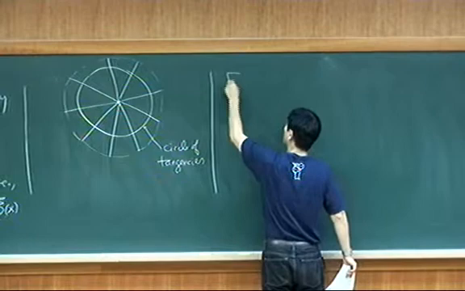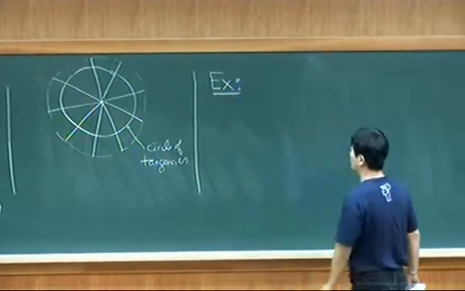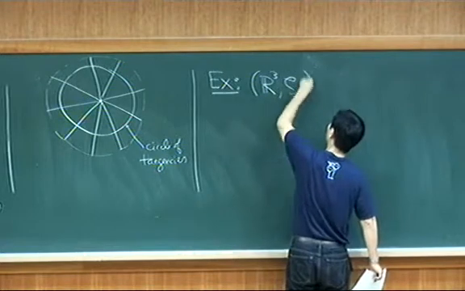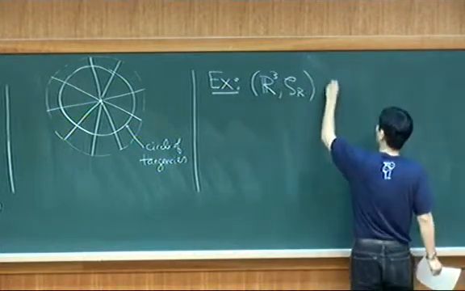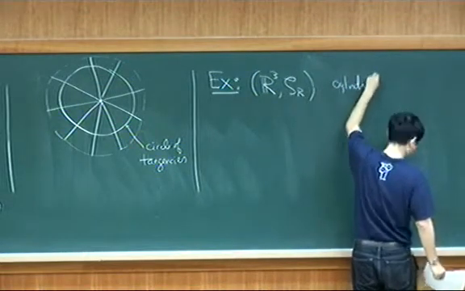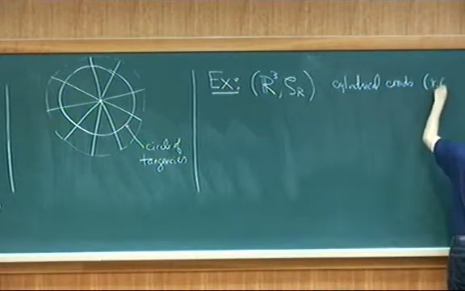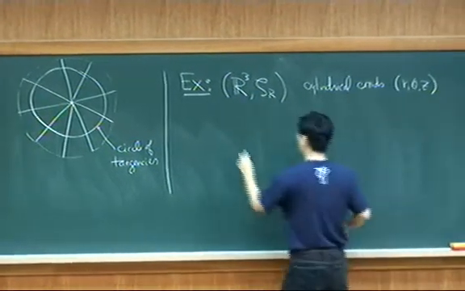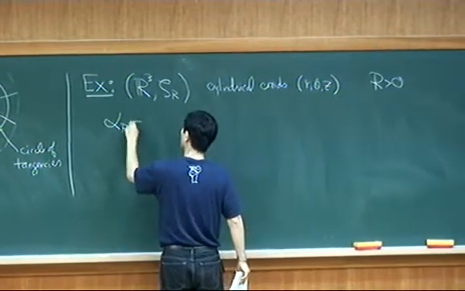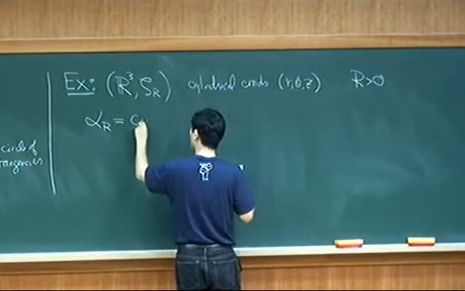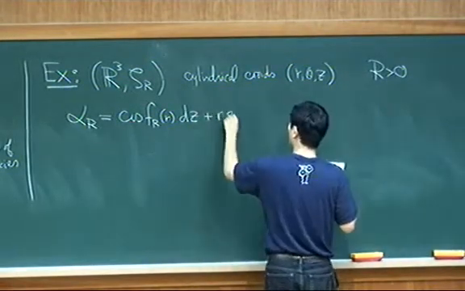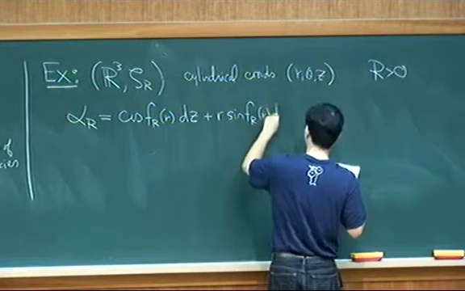To motivate our discussion of tight versus over-twisted, let's consider a slightly different model for R3. We have R3 with the contact structure zeta sub R, and this time we use cylindrical coordinates r, theta, z. Suppose we have some real number R greater than 0, and we write down a contact form, alpha sub R, which is cosine of f sub R of r dz plus r times sine of f sub R of r d theta.